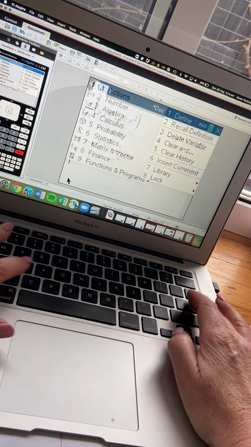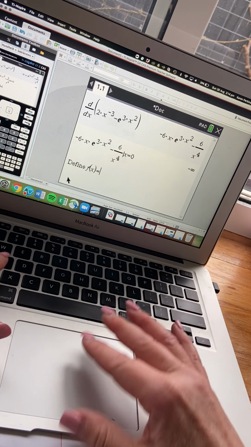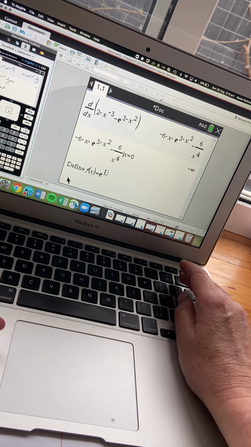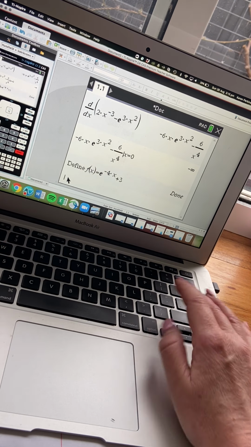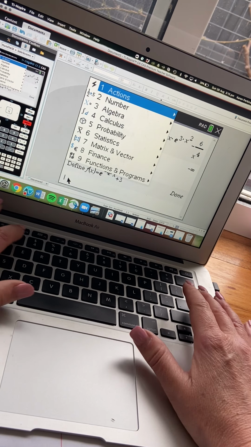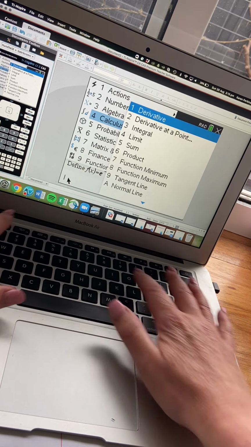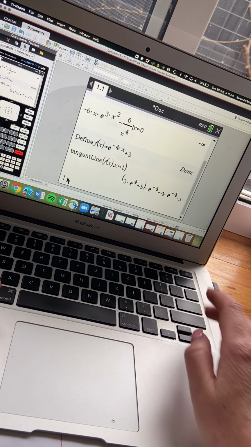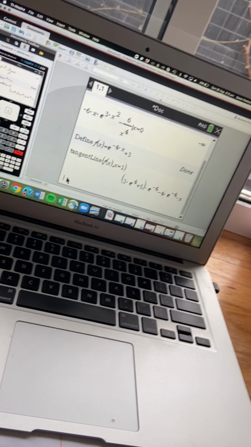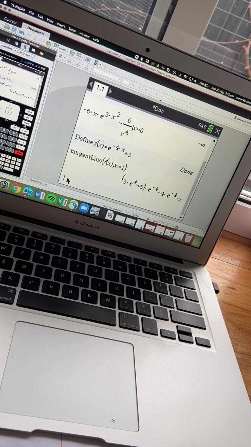Menu, actions, define, f of x is e to the minus 4x plus 3. Then I can go menu, calculus, tangent line, f of x at x equals 1. It's a bit tricky, isn't it? Anyway, we just write it down. I'm going to write minus 4 over e to the 4 x plus 3 over e to the 4 plus 5.